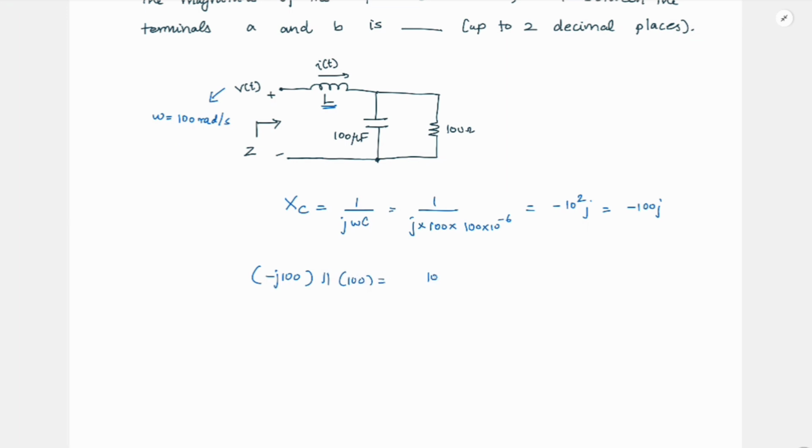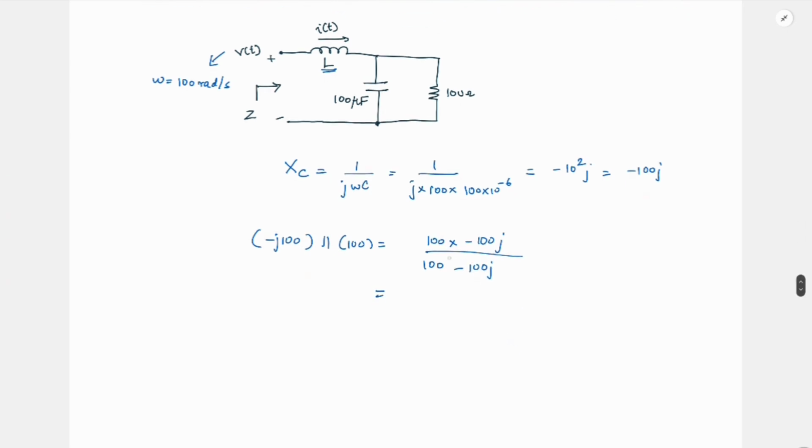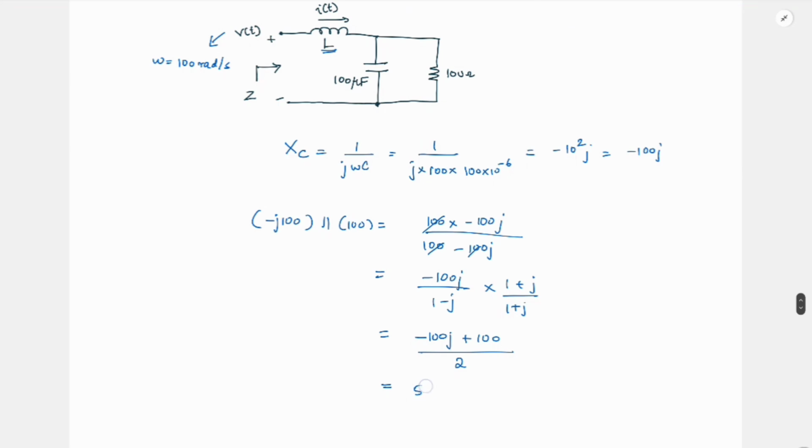So this is equal to 100 into minus 100j by 100 minus 100j. The 100 I can cancel, so it is minus 100j by 1 minus j. I can multiply and divide by 1 plus j, so I'll get minus 100j plus 100 divided by 1 square plus 1 square, which is 2. So it is 50 minus 50j. This is my effective impedance here.